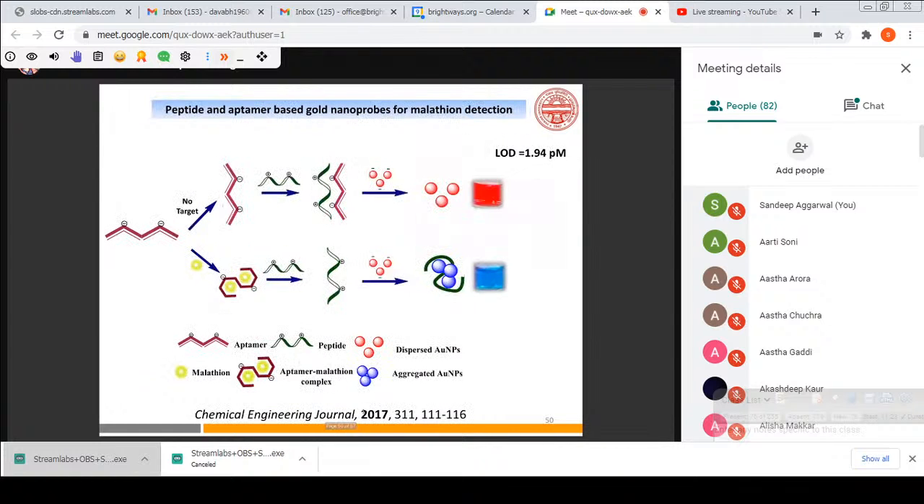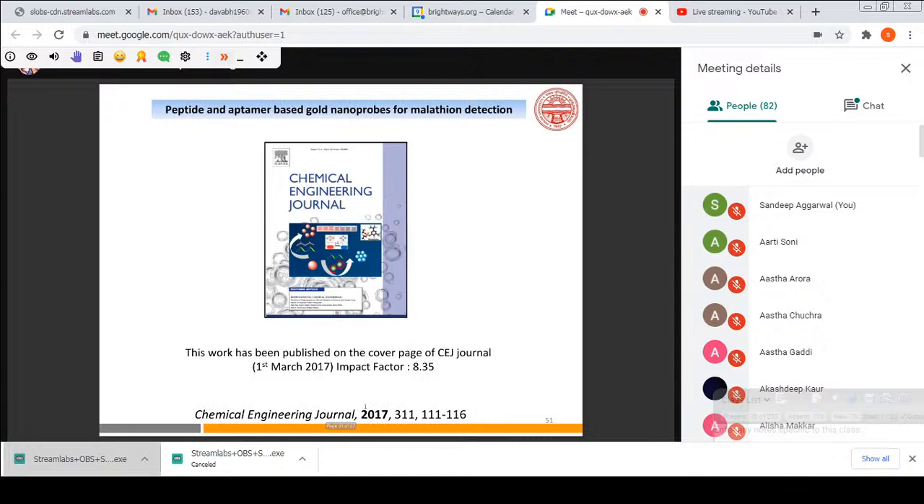Then after that we worked upon another scheme. We used the same scheme, but instead of polymer we used peptide, a biomolecule based technique. This is the first technique in which peptide was used for this type of biosensing, and this was published in Chemical Engineering Journal, and it was quite well taken. It came on the first page of Chemical Engineering Journal, on the cover page of it.